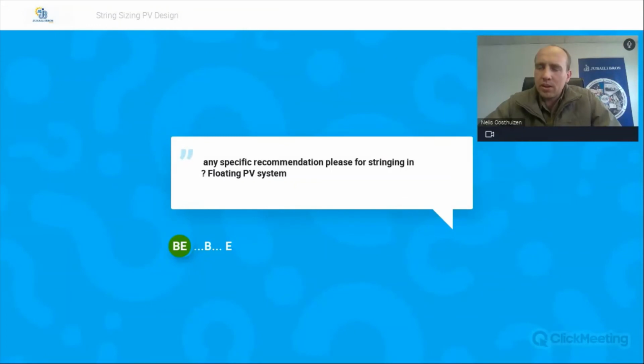So for floating PV, I would say your basis of design should still be very similar to as if it was on dry land. You can maybe, if you want, just play around with the temperatures by 1 or 2 degrees, but not more than that. And typically, that's not going to change your actual values by more than one panel. That's what I would say.